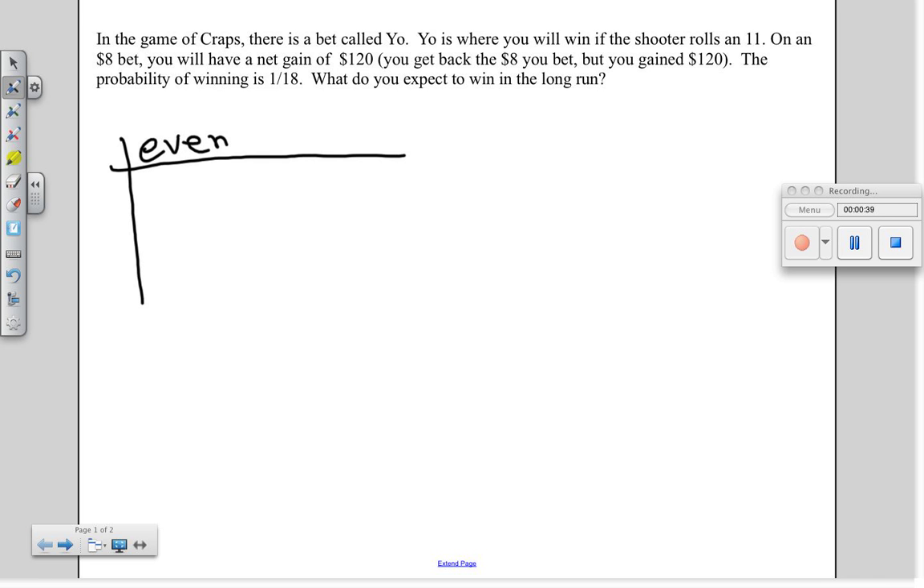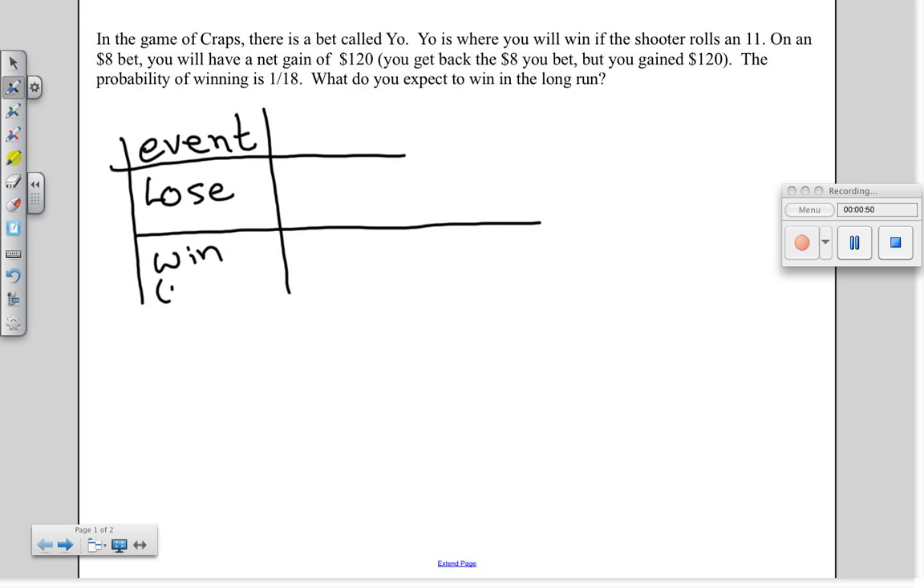So let's look at the events that can happen. You can lose, or you can win. By win, we mean net gain. Let's look at what those events get you. We'll call that X.